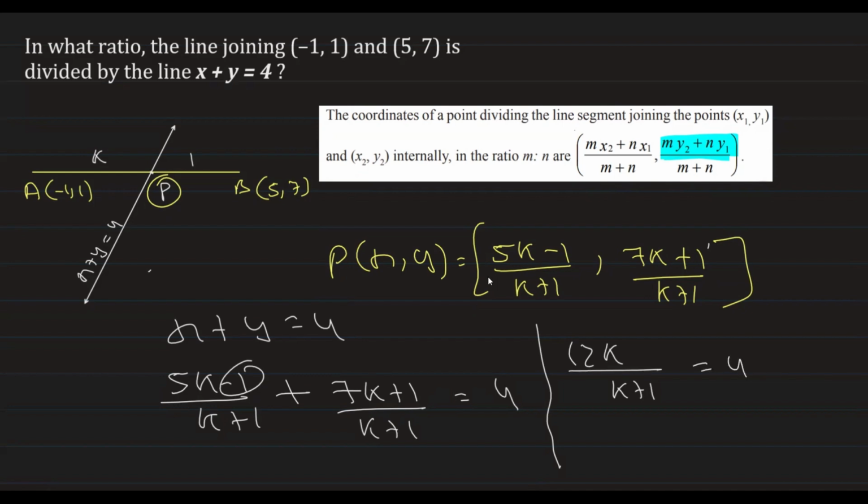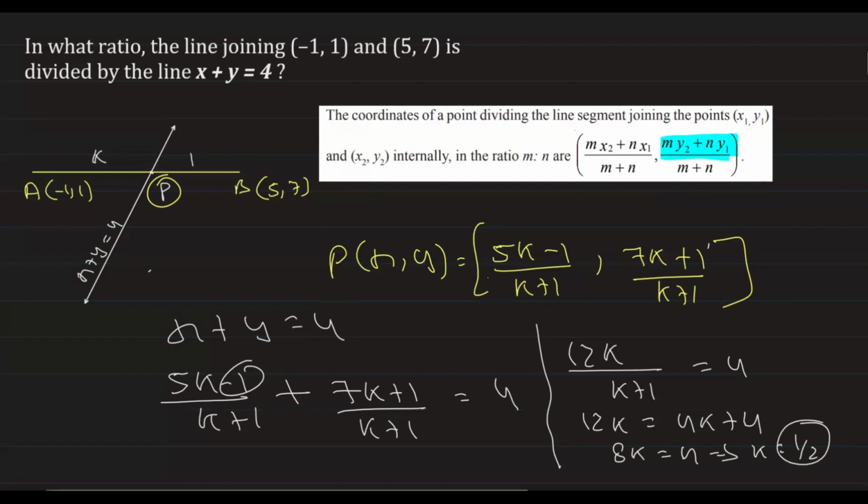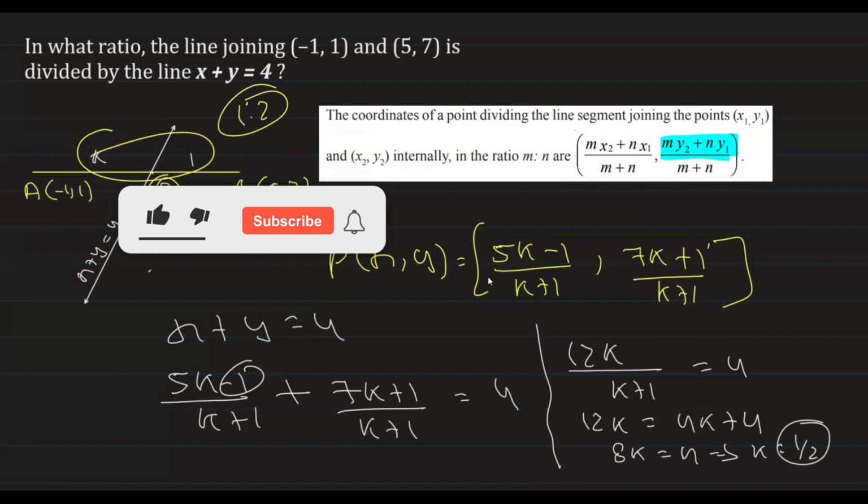And that comes out equal to 4. Now by cross multiplication, this is 12k is equal to 4k plus 4. 12k minus 4k is what? 8k. 8k is equal to 4. That implies k is equal to 4 divided by 8, that is 1 over 2. So now I will say that the required ratio which we have to get is 1:2. Right, this way we'll get the answer, yeah, that's correct.